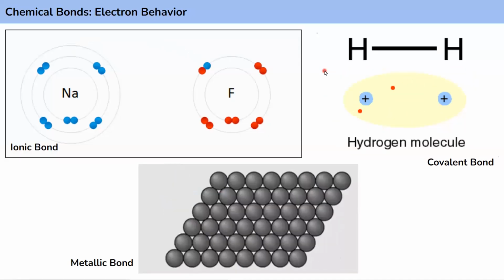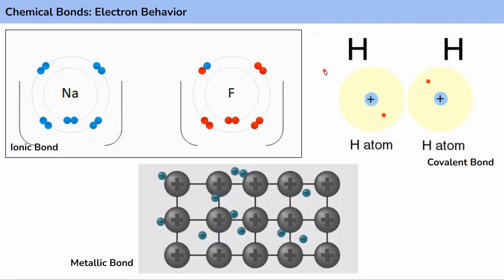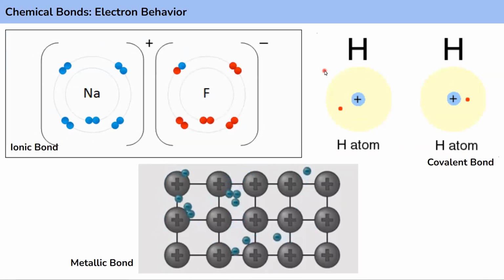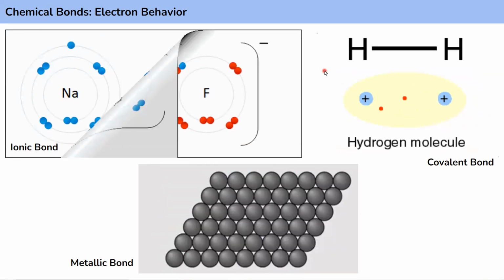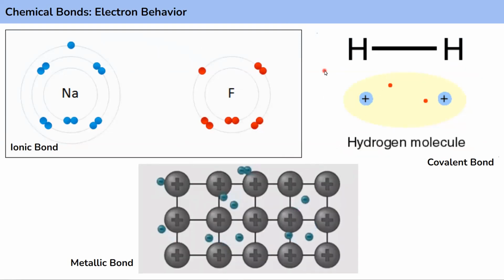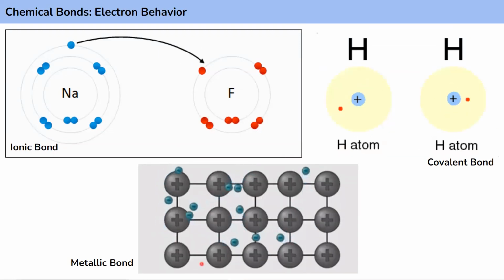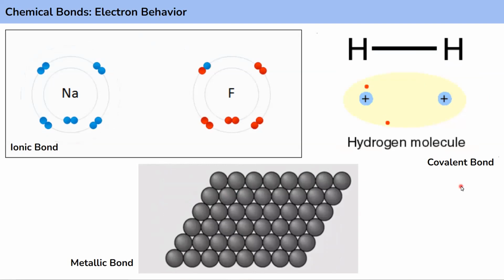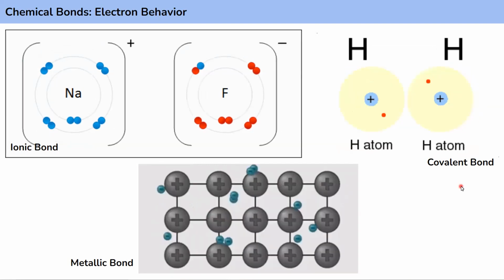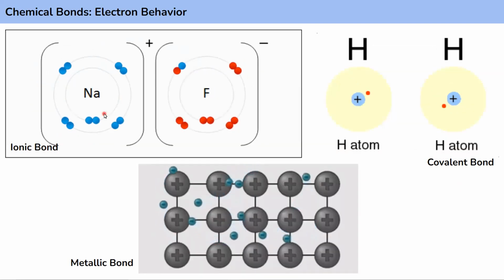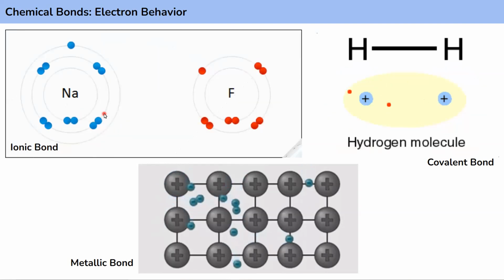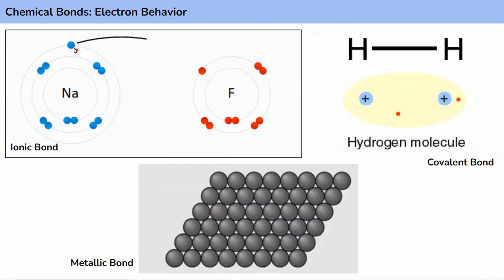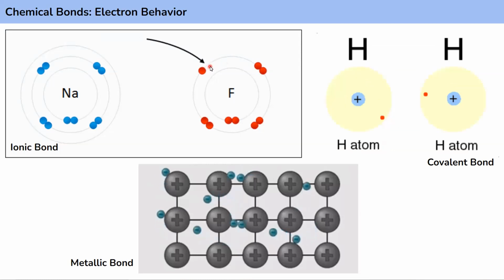This is just a short video to illustrate the behavior of electrons and the different types of chemical bonds. So I have ionic bonds, covalent bonds, and metallic bonds all on your screen. So we know ionic compounds are formed through the transfer of electrons from a metal to a nonmetal.